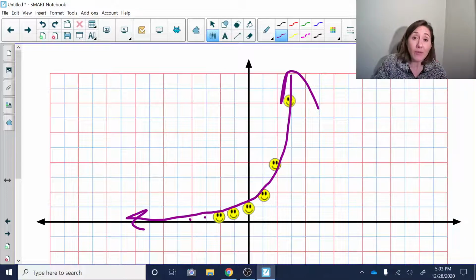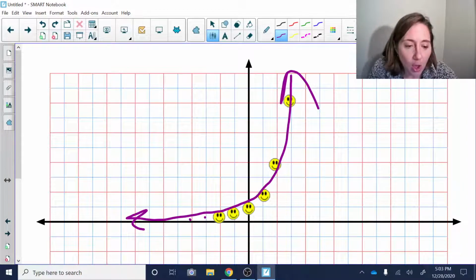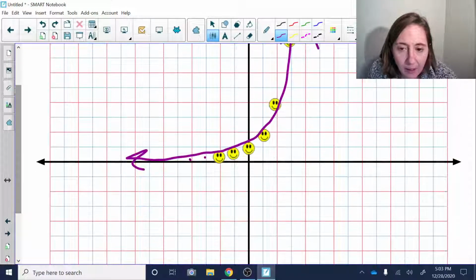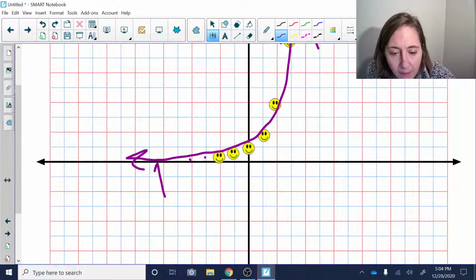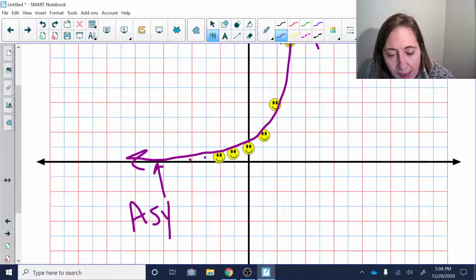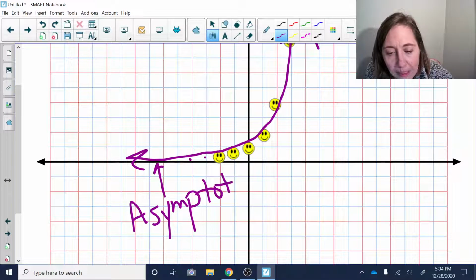Do you remember that we had a word for that back when we dealt with rational functions? Starts with an A, asymptote. Yes, this has an asymptote on the left side here. So let's do some labeling, I think. So over here, we'll call this an asymptote.